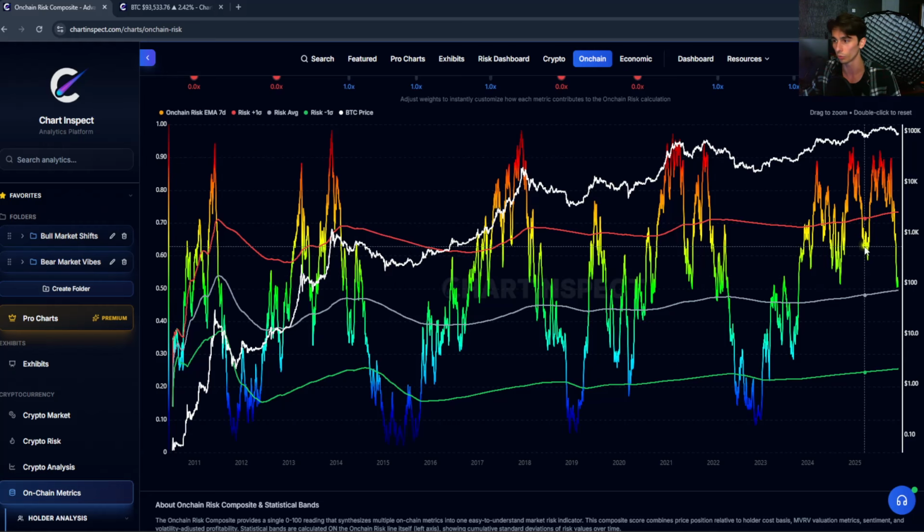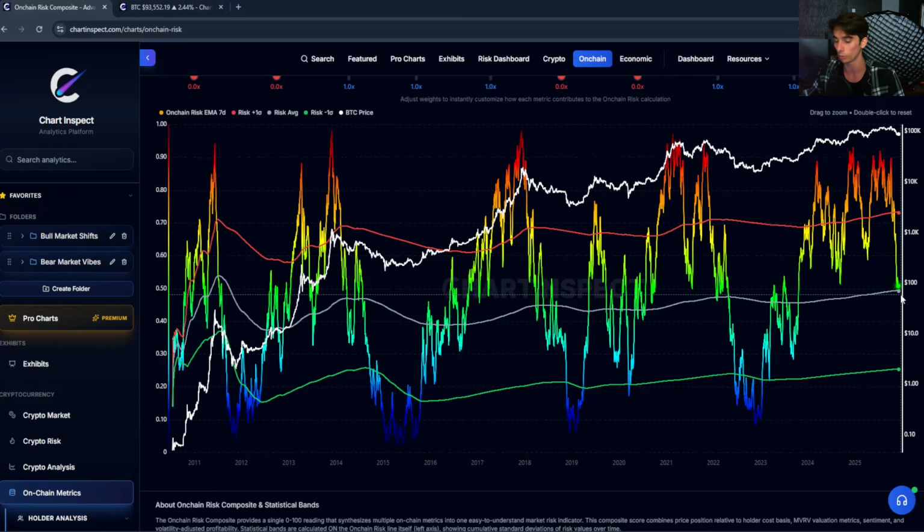When we're above the red line, the +1 standard deviation, we're in historically elevated risk territory. And when we're below this green line here, around 0.26 right now I think it is, that historically means we're in low risk accumulation zones, right? The gray line in the middle is like the average, the mean of the data set. It's currently sitting around 0.5.